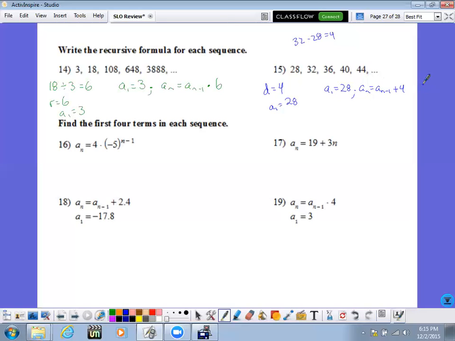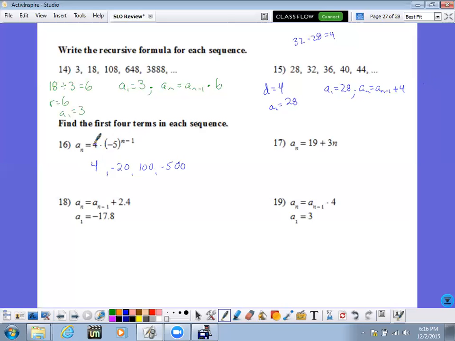First 4 terms in every sequence. Plug in 1, plug in 2, plug in 3, plug in 4. If I plug in 1, that's going to give me 0. If I do that, it's going to give me 1. So that'll be 4. And look what we're doing. We're multiplying times -5. So it's -20, 100, -500. So that's a little way to kind of get away with it.